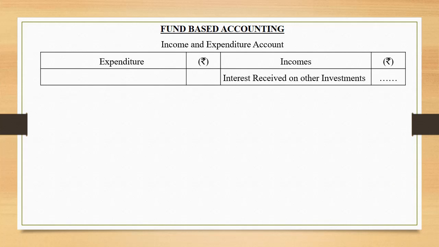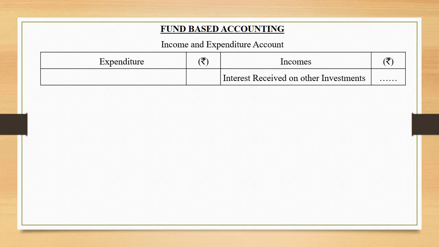A common error from students is interest received on other investments. You can see there I have credited to incomes. The word specified over here is other investments. That means this is not related to the investments of the amount received as fund. Maybe there are some other investments. So if you have received interest on any other investments apart from the fund, then that is to be treated as an income and to be credited to income and expenditure account.